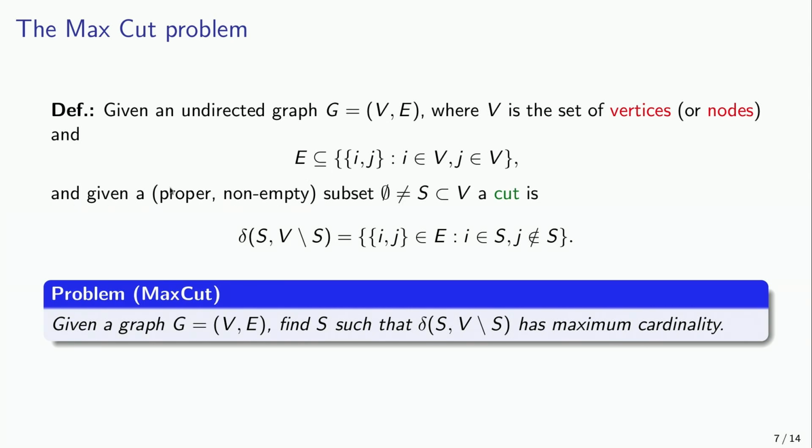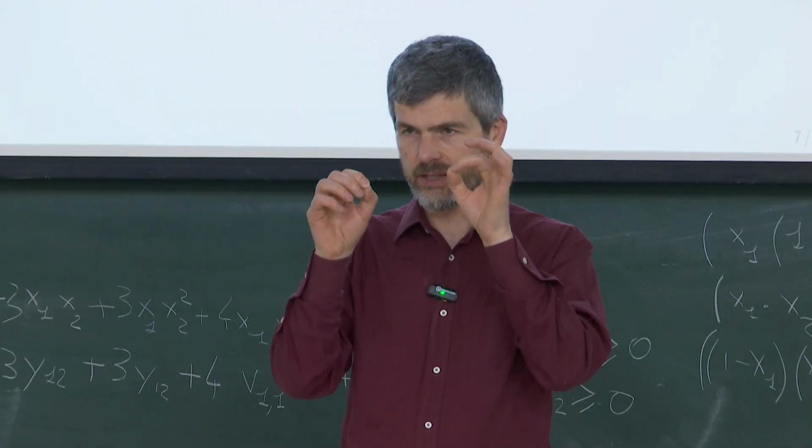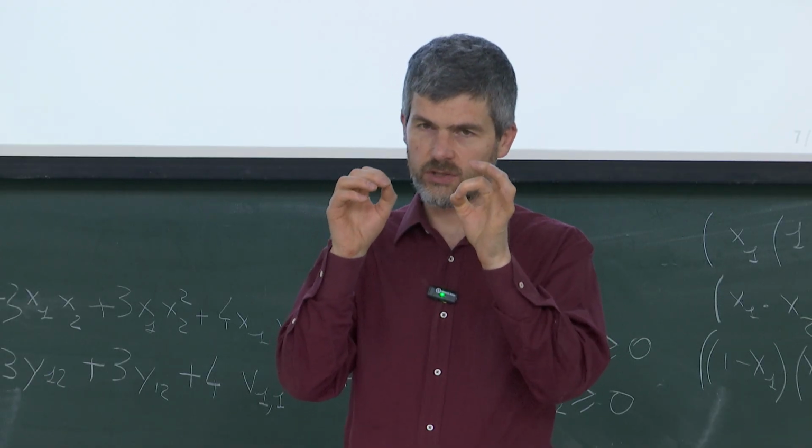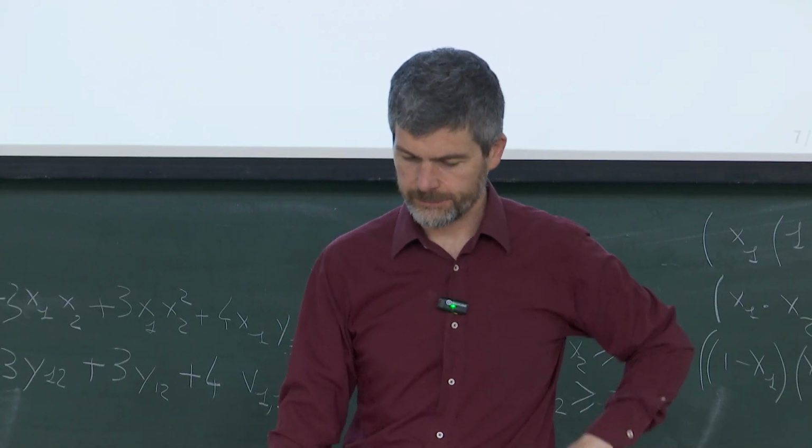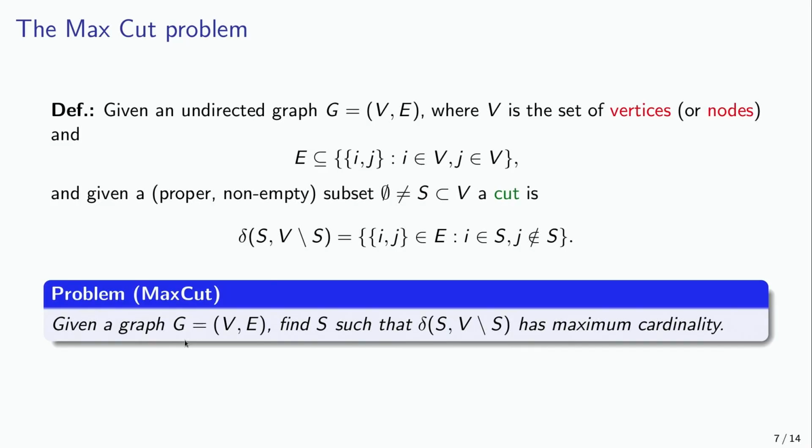A cut in that graph is defined by a subset of all the nodes, and it's basically just a set of edges ij such that i is on one side of the cut and j is on the other side of the cut. You just split the nodes into two, the nodes that are on the left and the nodes that are on the right. Every edge that bridges the nodes on the left and the nodes on the right forms a cut. The max cut problem asks you the following.